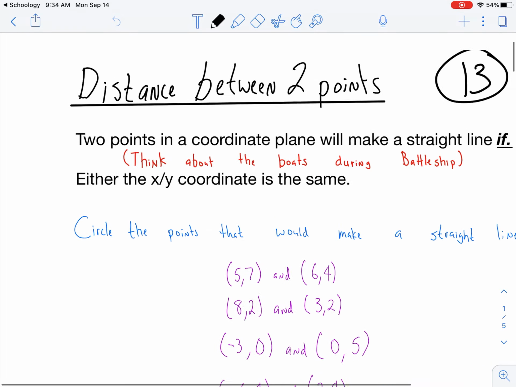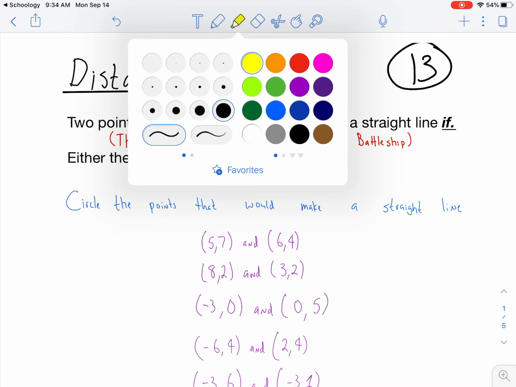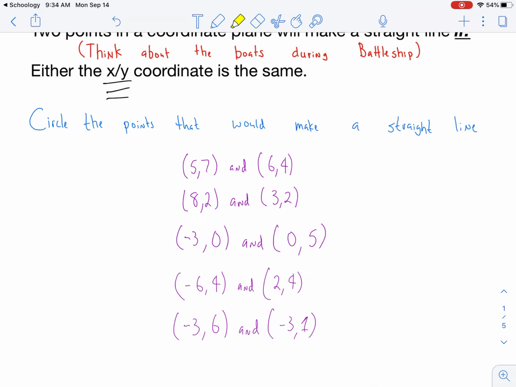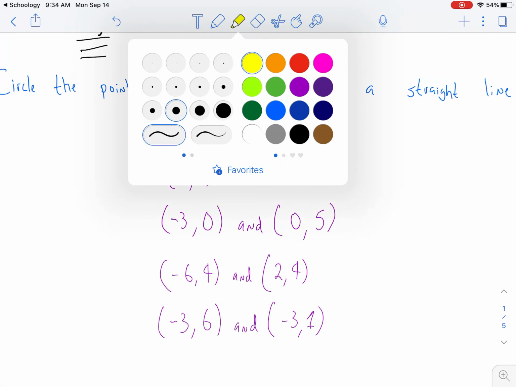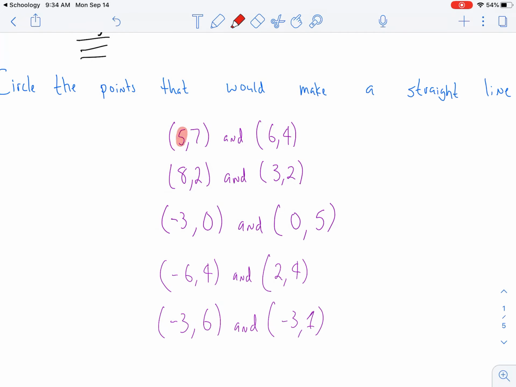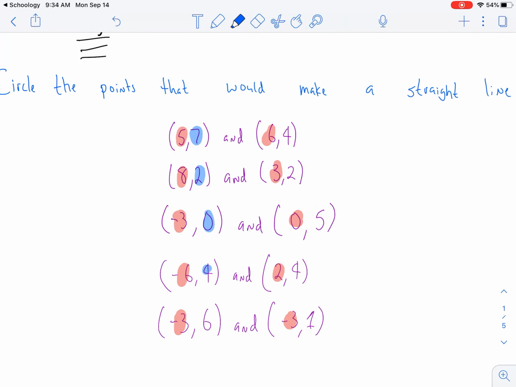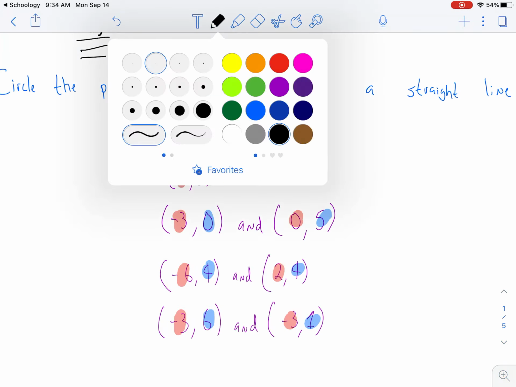So think about your boats during the battleship game. All of these boats had either a matching X or Y coordinate. So if you look at these points down here, we are going to figure out which of them would have a straight line. I'm going to put all of my X coordinates in red for both sets of points, and my Y coordinates in blue. And what I'm looking for is matching numbers.